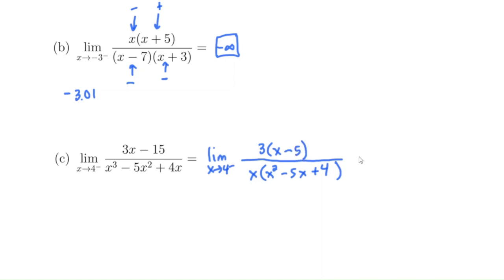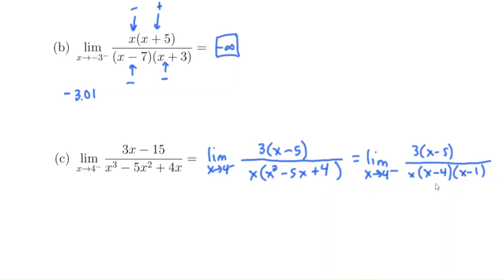Okay, well, let's continue a little further, factoring the denominator. We're still looking at limit as x approaches 4 from the left. And you should write this limit as x approaches the thing every time, just use proper notation. But in the numerator, we're going to keep that the same, 3 times x minus 5. What about the denominator? Well, how does x squared minus 5x plus 4 factor? I believe that factors to be x minus 4 times x minus 1.